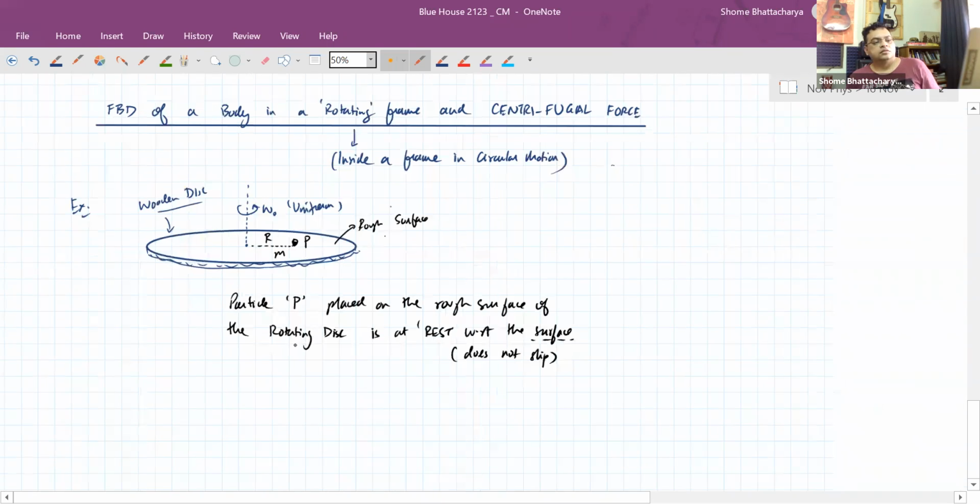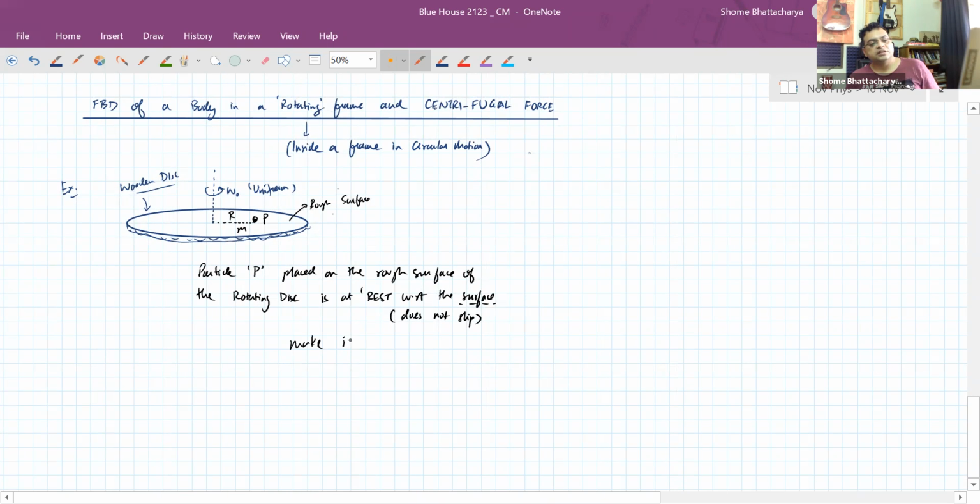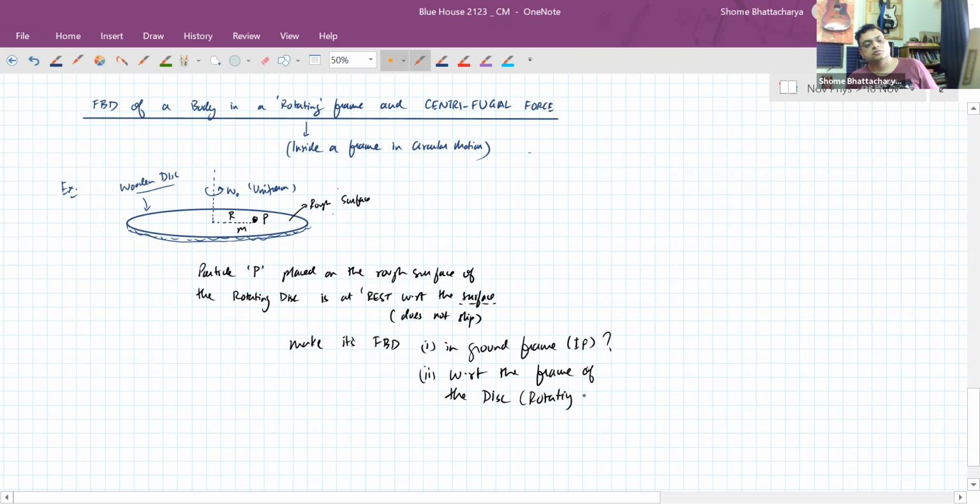So we will make its FBD in the ground frame or the inertial frame attached to the ground. And again, with respect to the frame of the disk, which is basically a rotating frame. And show all the forces acting on it.